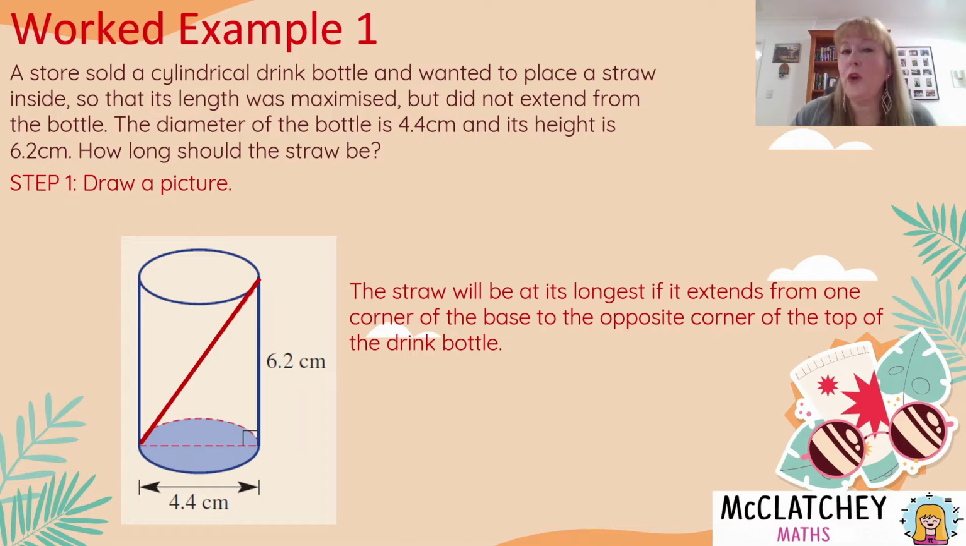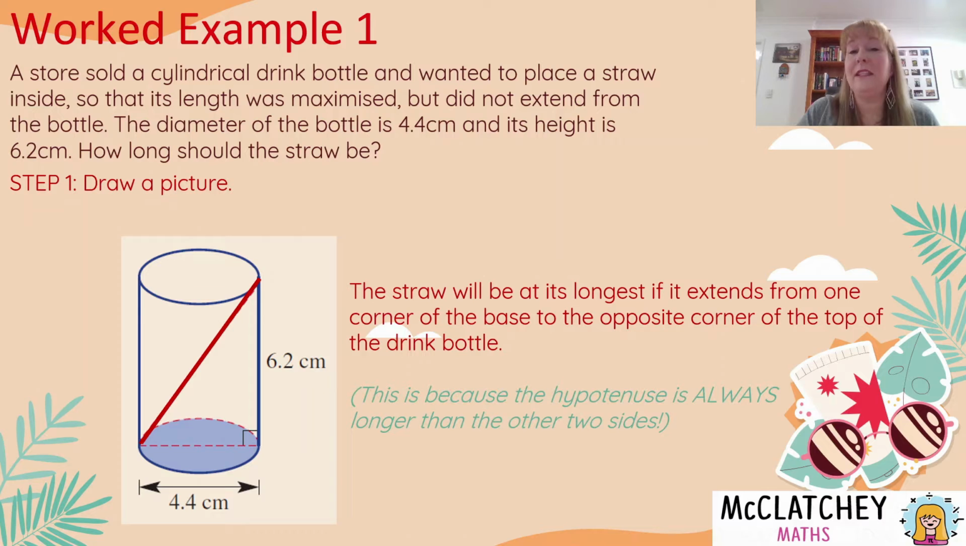Okay, something to note about the drink bottle is that the straw will be at its longest, as we previously mentioned, when it extends from the corner of one base to the opposite corner of the top of the drink bottle. And this is because our hypotenuse is always longer than the other two sides. We can see that that straw makes a shape of a triangle with the height of the cylinder and also the diameter of the cylinder.